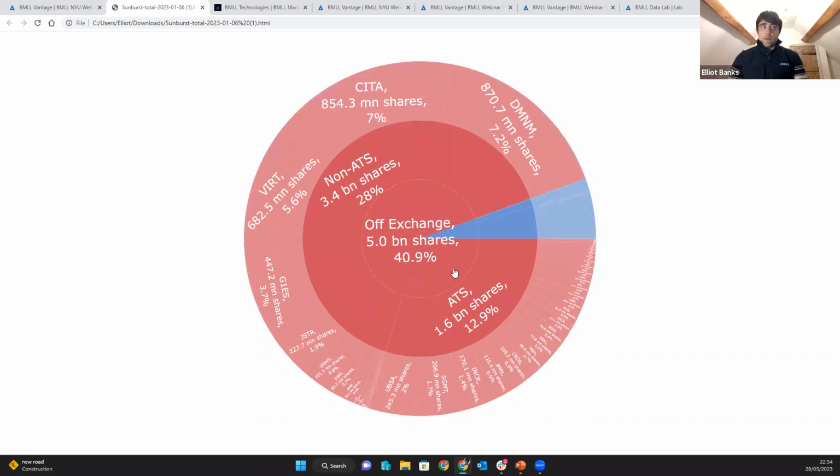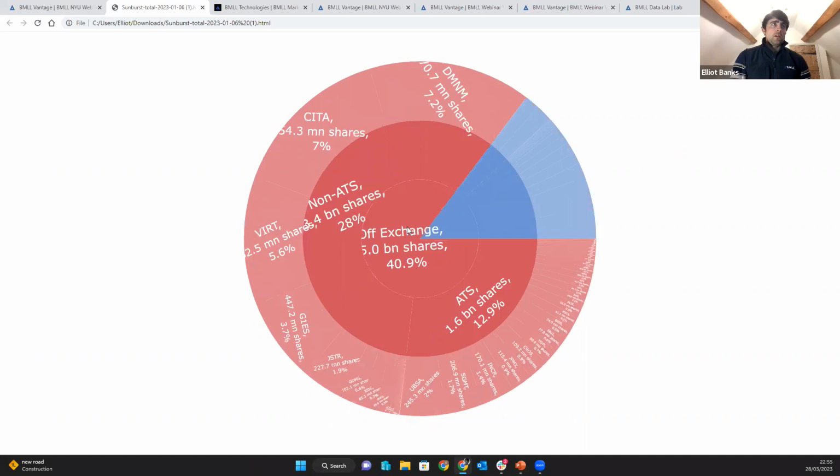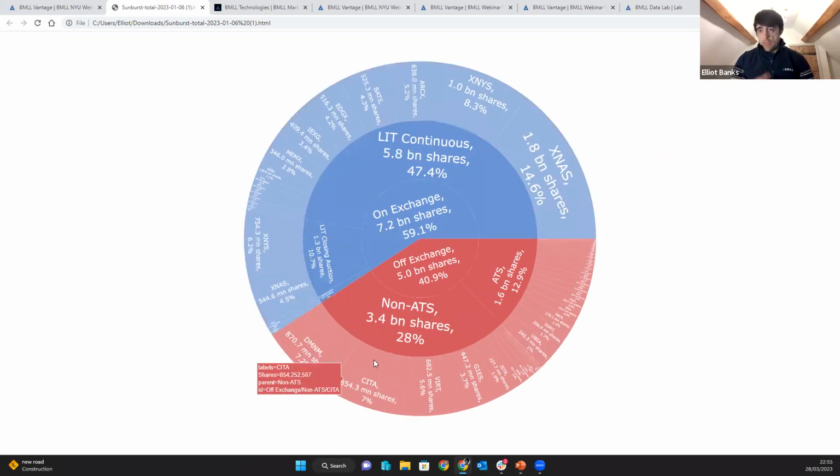FINRA then gives some additional transparency on a delayed basis, so you can work out how much is traded non-ATS on these different ones. So this is what's going on a bilateral non-executed basis. This is not how much Citadel have traded on the lit market, and I think that's important to state. So this is them as a venue rather than them as a market maker or participant.